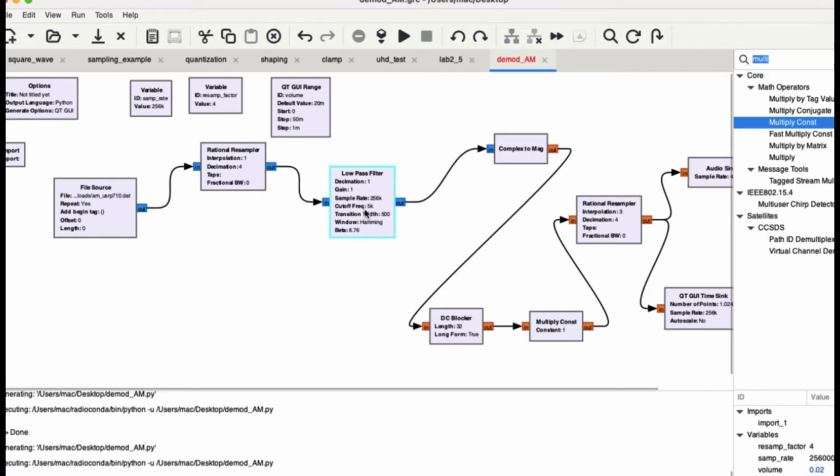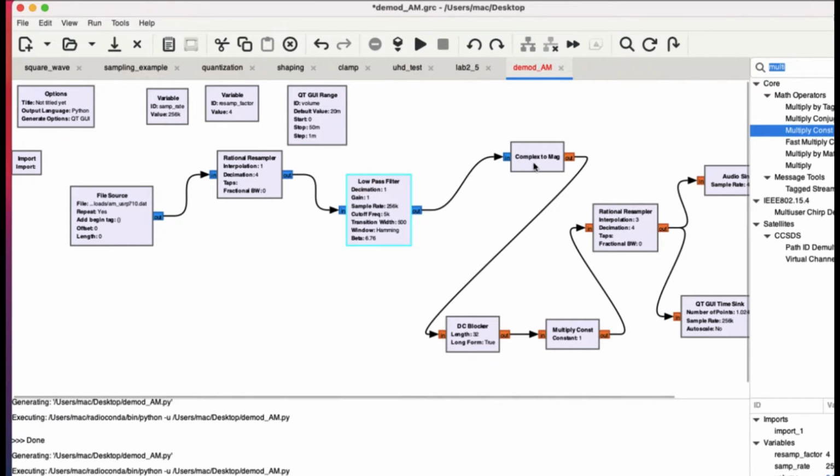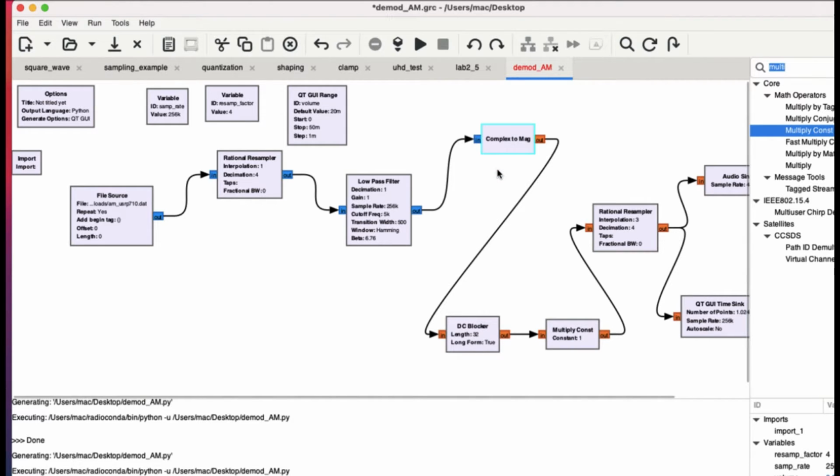Alright, the next block is this. The file was captured using a complex signal, and a complex signal will have both I and Q samples. But I want to hear the demodulated signal, because we are trying to demodulate this signal, and I want to hear it using my audio sink. So for me to convert from complex to real form, I'm using a complex to magnitude block. All it's doing is converting this complex signal into a magnitude, only the real part of your signal.